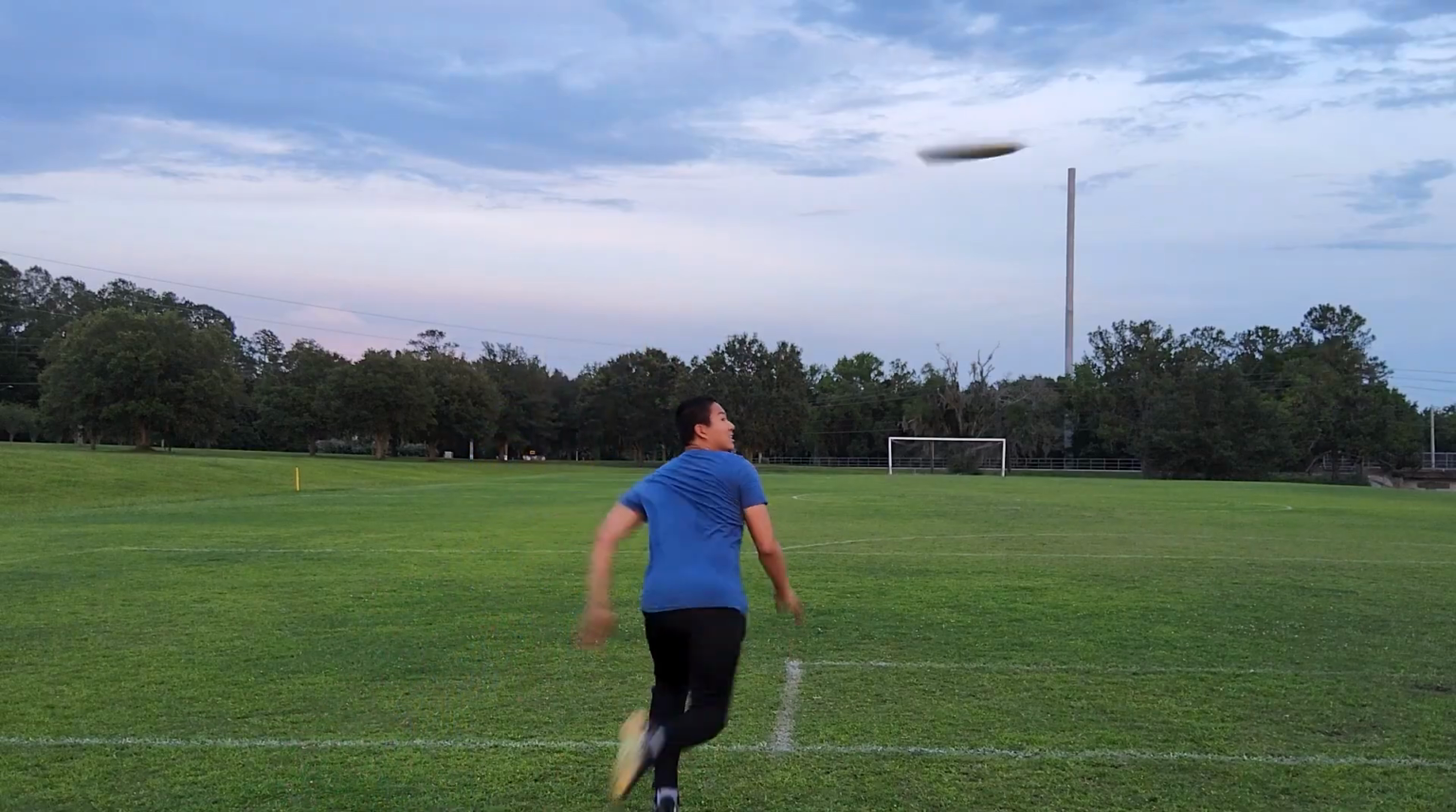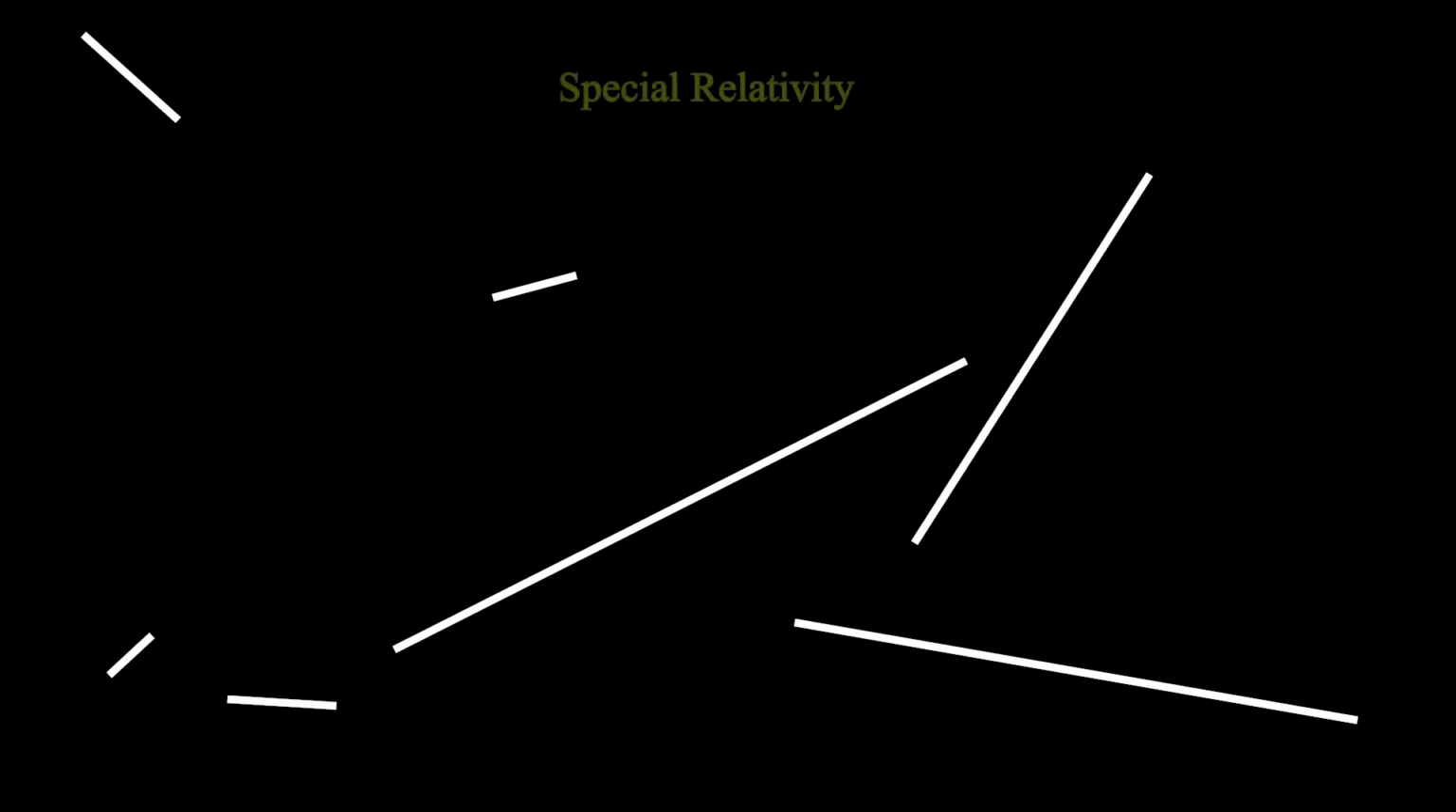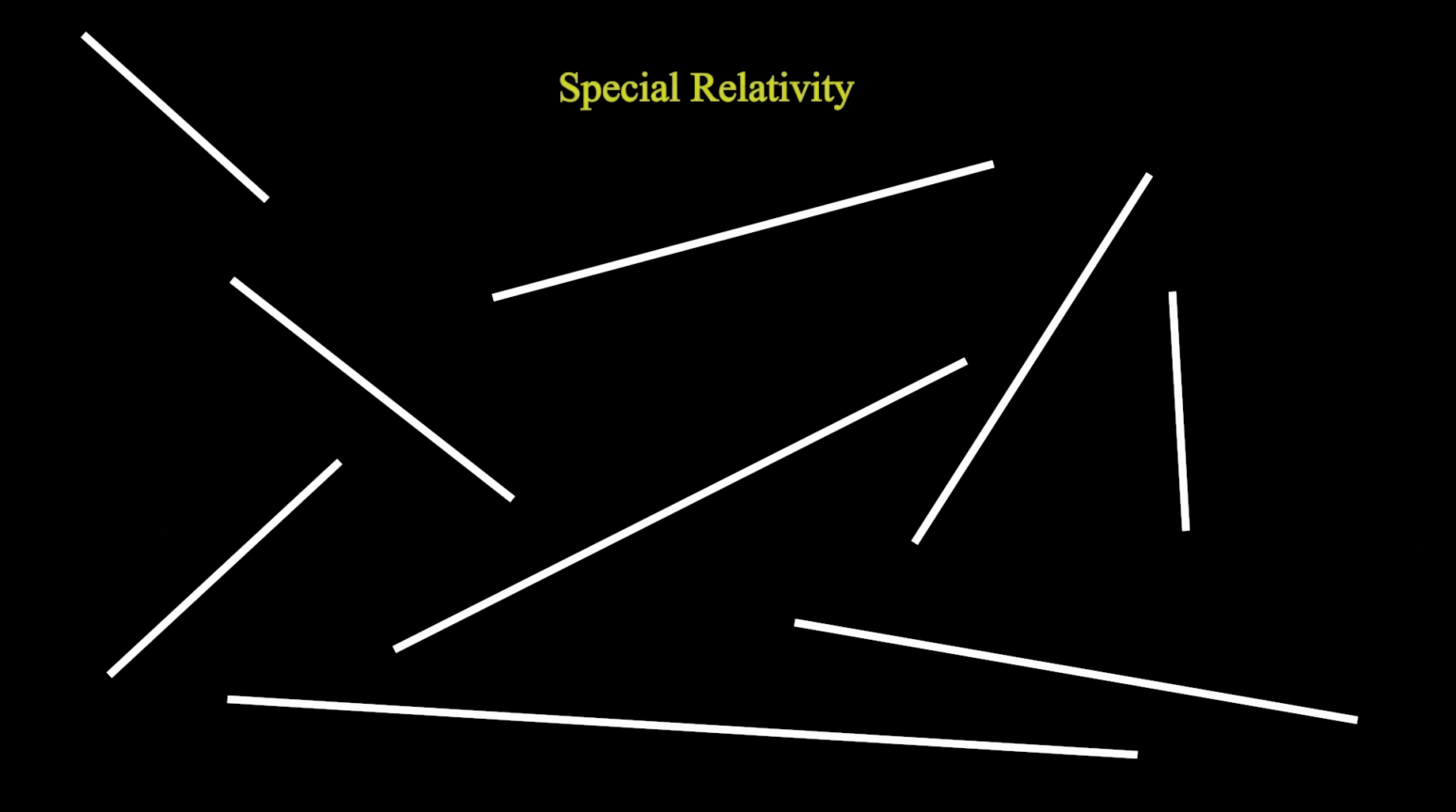If instead I chased after the frisbee and measured its velocity while running, I would record a different measurement than if I was standing still. The takeaway from this is that measurements of velocity are reference frame dependent. And special relativity further states that different frames of reference also lead to different measurements of length.